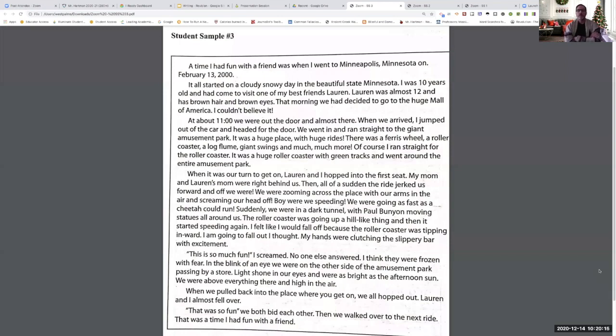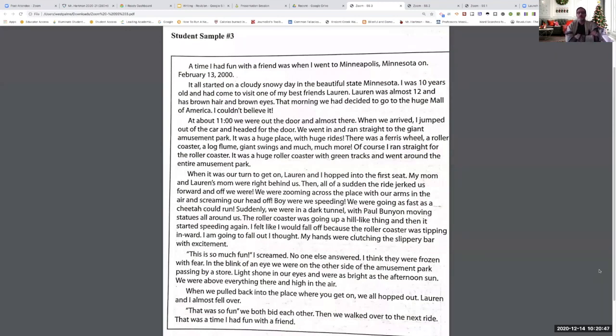We went in and ran straight to the giant amusement park. It was a huge place with huge rides. There was a Ferris wheel, a roller coaster, a log flume, giant swings, and much, much more. Of course, I ran straight for the roller coaster. It was a huge roller coaster with green tracks and went around the entire amusement park. When it was our turn to get on, Lauren and I hopped into the first seat. My mom and Lauren's mom were right behind us. Then all of a sudden, the ride jerked us forward and off we were.